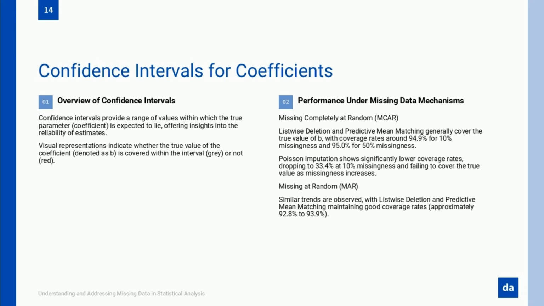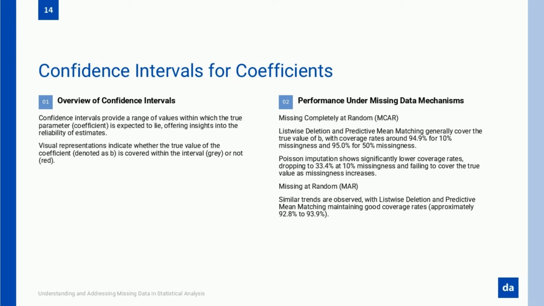Listwise deletion and PMM are like your reliable coworkers. They get the job done with minimal fuss and deliver results you can trust. Poisson imputation, on the other hand, is that intern who forgot to bring their laptop to work. It might have potential, but its performance leaves much to be desired in these scenarios.